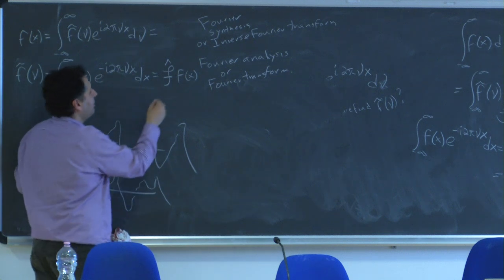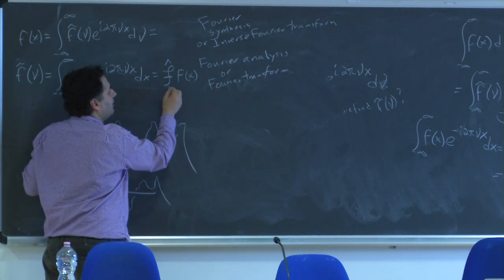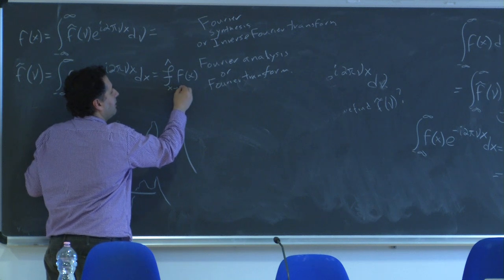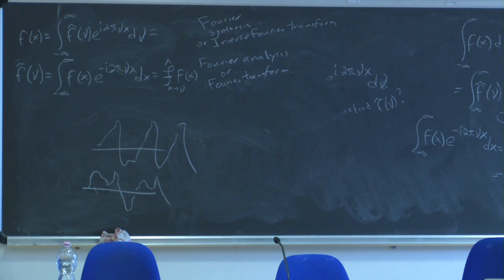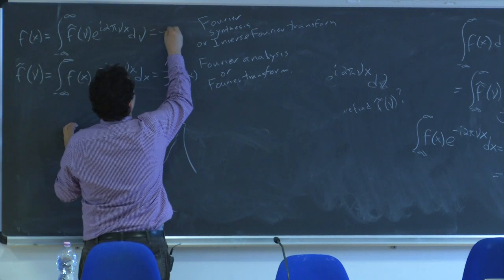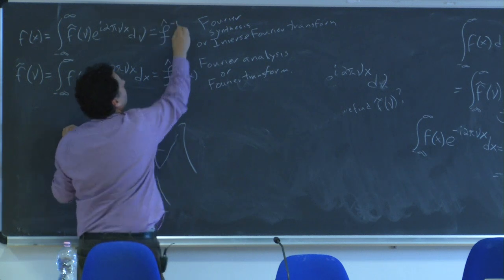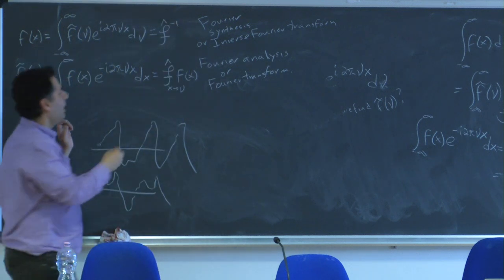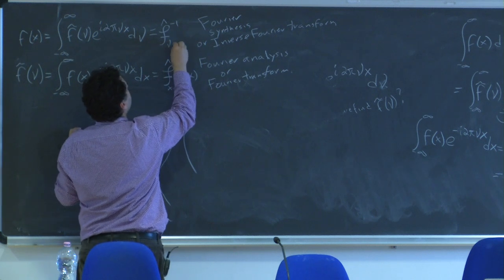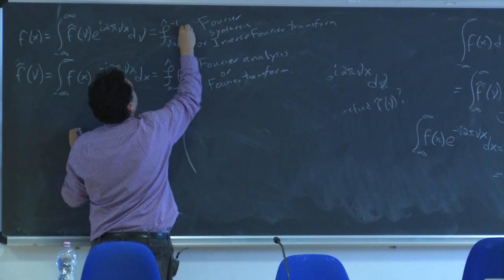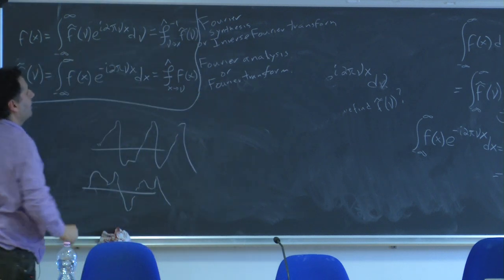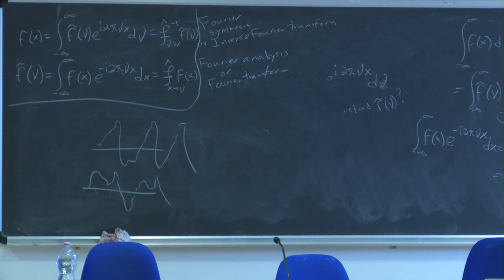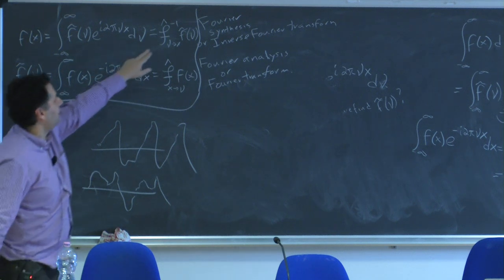And my shorthand is going to be this operation takes a function of x and replaces it with a function of nu. It's not a limit. It's just a notation for saying this turns a function of x into a function of nu. Well, this one is going to be with a minus 1 because it's the inverse operation. And this takes a function of nu and replaces it with a function of x. And this acts on f. So when we start looking at the properties of Fourier transforms, we will use this notation.